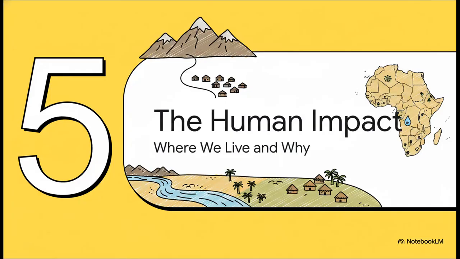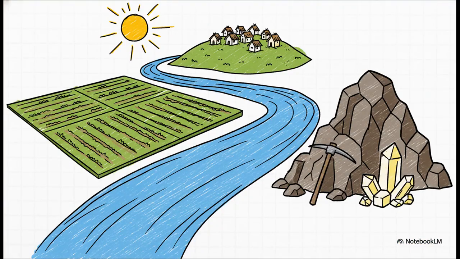Section 5. The human impact, where we live and why. Ultimately, these geographic features dictate exactly where we settle down. I mean, humans don't just live randomly, right? We strategically seek out locations that satisfy our basic needs. We need fresh water from those rivers, fertile soil and flatland for farming and building, a comfortable climate, and a strategic position for transport. Not to mention proximity to natural resources like wood, coal, and gold. Geography is literally the baseline of our survival.